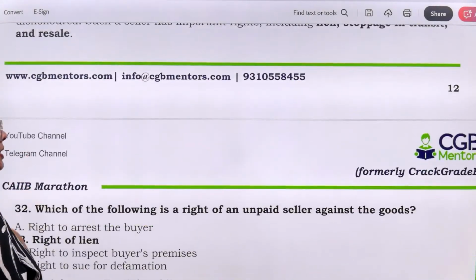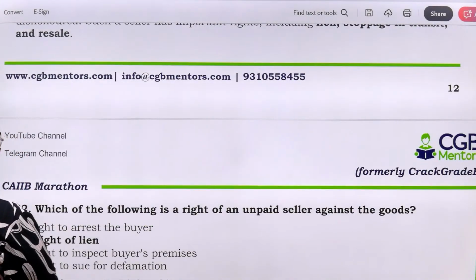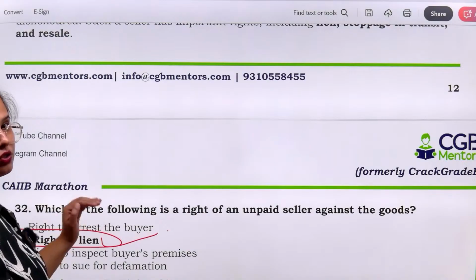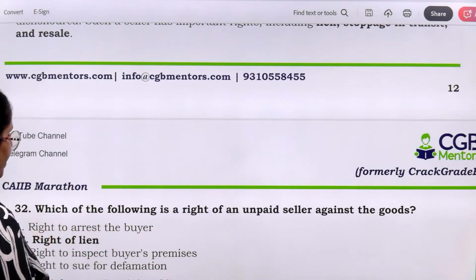Next, which of the following is a right of an unpaid seller against the goods? So, he has got the right to lien. Until I am not receiving the full money for my goods delivered, I am not going to give the goods to you if they are in my possession.